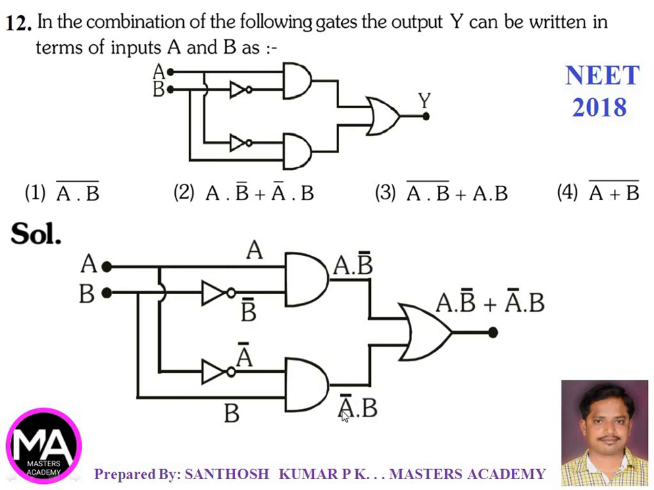A into B complement and A complement into B will act as the input of the OR gate. So what is the Boolean expression for an OR gate? A or B. Therefore the output is A into B complement, or that is plus A complement into B, which is there in option second one.